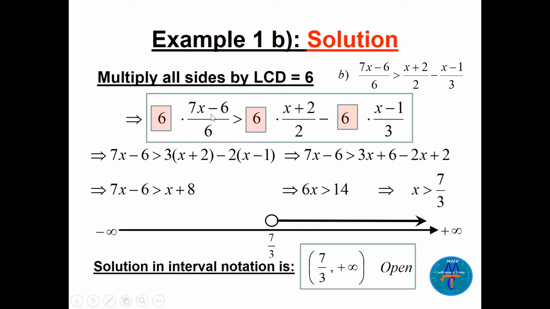So we have 7x minus 6, 6 will be cancelled. 6 over 2, 3, we have 3 in the bracket. 6 divided by 3 is 2. And simplify until you get 6x greater than 14. See, the coefficient here, 6, is not minus. So we divide by 6, but we don't change the sign. Greater than stays greater than 7 over 3. So open because there is no equal here. So from 7 over 3 until infinity, this is the answer. I put here open just to remind you.